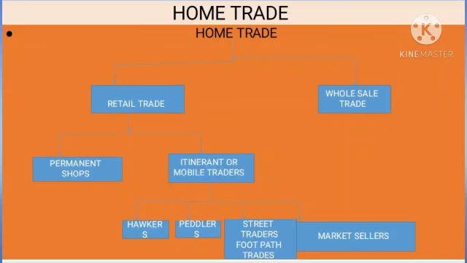It is carried out in two ways, through retailers and wholesalers. Understood? So, home trade means trade within the country. The home trade is carried out in two ways, that is retailers and wholesalers. So, what is a retailer and a wholesaler? Let us understand in detail.